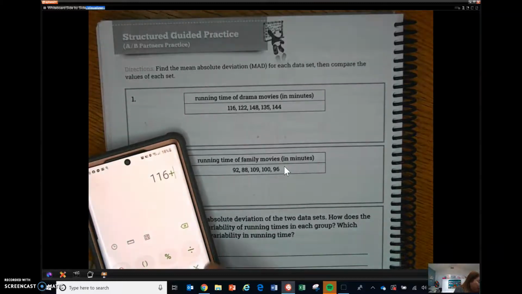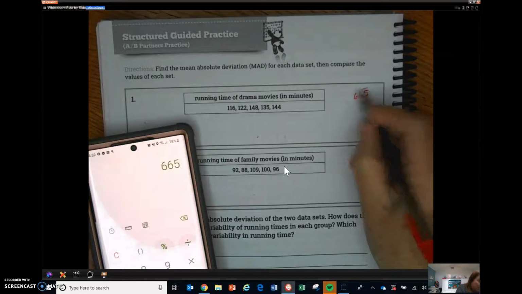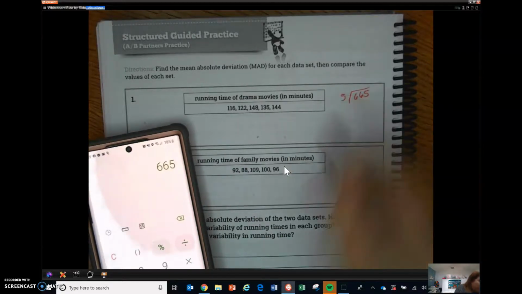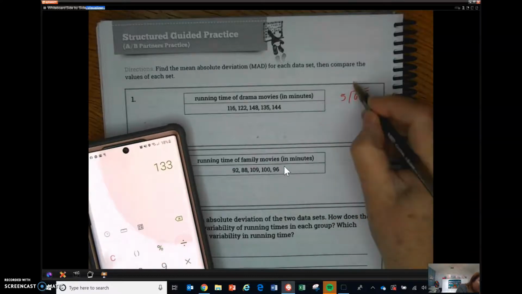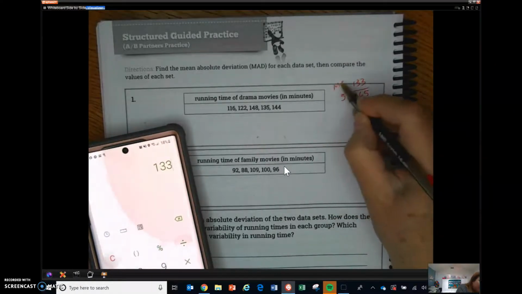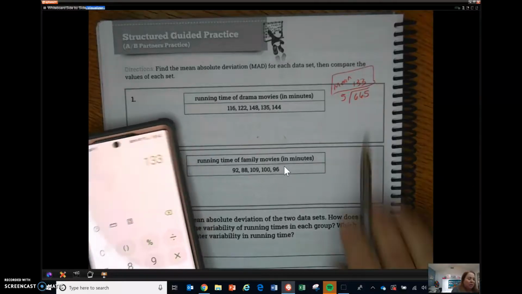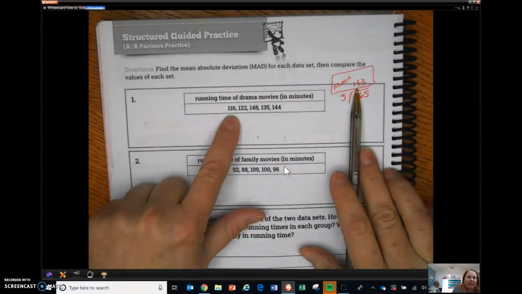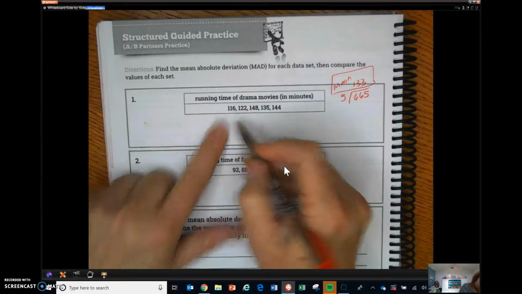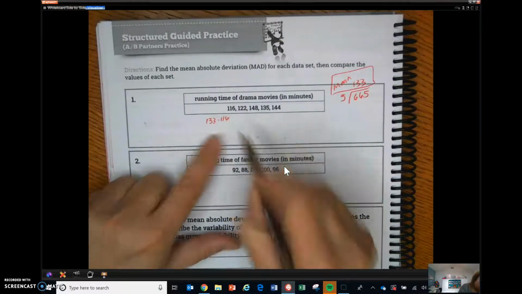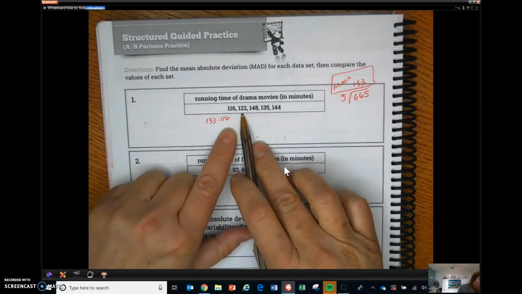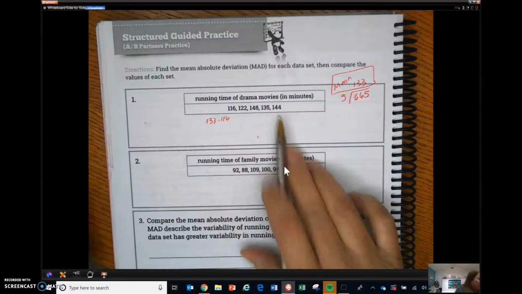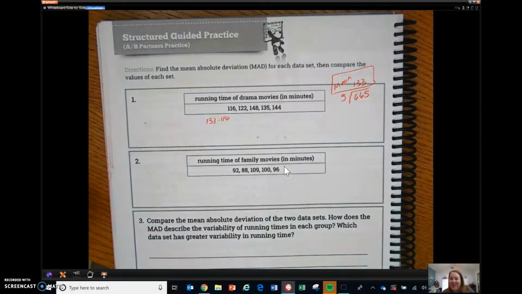116 plus 122 plus 148 plus 135 plus 144 equals, I get 665. 1, 2, 3, 4, 5. I'm going to divide by 5. 133 is the mean. So now you're going to take that 133 and you're going to find out what the difference is of each one. So 133 minus 116. 133 minus 122, and so on. You're going to do that for each one of these. And pause it and see if you can do that.